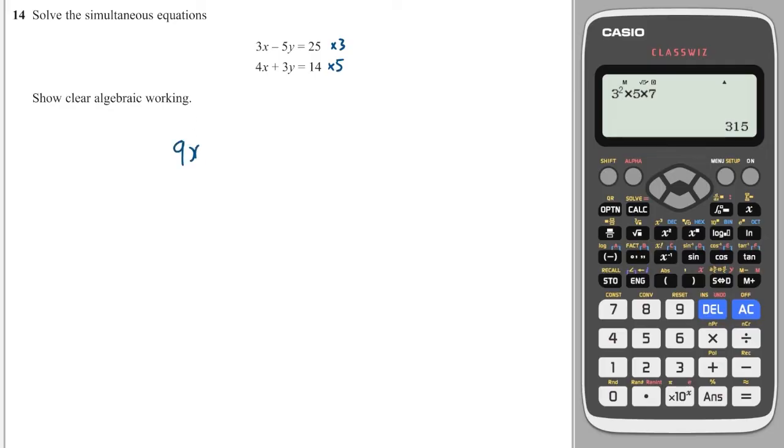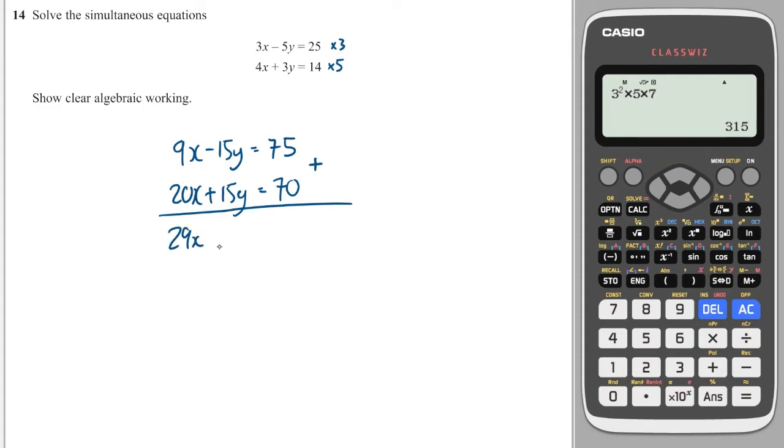Okay, this is going to give me 9x minus 15y is equal to 75. And multiplying the bottom one by 5 is going to give me 20x plus 15y is equal to 5 times 14, which is 70. And now, because these signs are opposite, I can add the two equations, because a positive and a negative, when added together, will cancel out completely. This gives me 9 plus 20, which is easy to do, is 29. And then 70 plus 75 is 145.